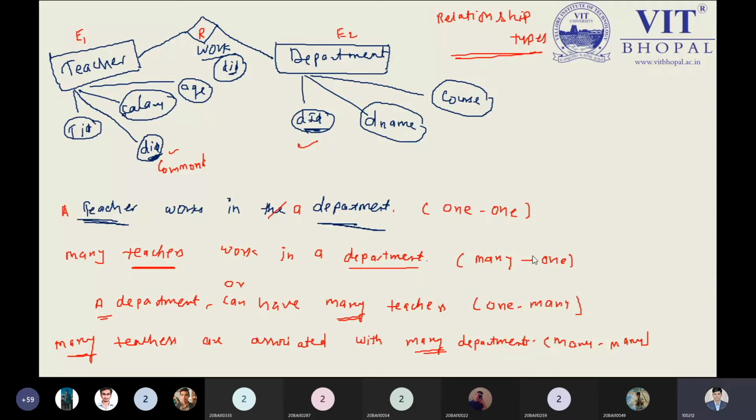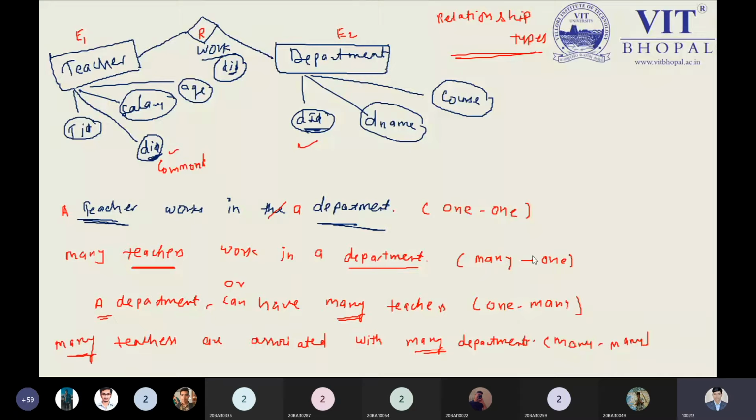I belong to the computer science department. So I'm working in the computer science department. As my individual identity, as a faculty, I have joined one department, the computer science department. Many teachers work in a department. Yes, of course, because in our department we don't have a single faculty. We have many faculties, and all of them belong to the computer science department. So what do we have? Many faculties are part of our department, so we have a many-to-one relationship.